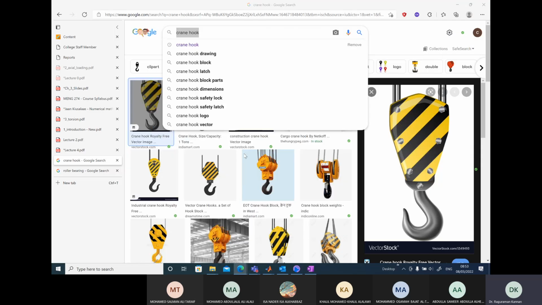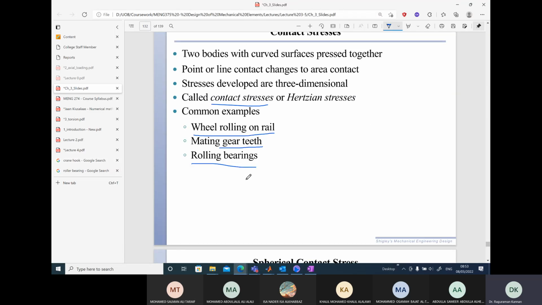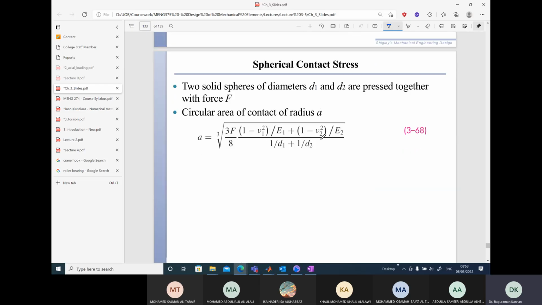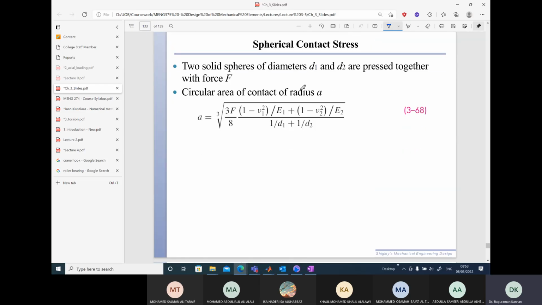So let's go back. Again, it is a contact stress problem. Usually contact stress problems are solved using finite element analysis packages, but in very simple cases, we can calculate analytically what the contact stress is. So let us take the simple example of two solid spheres in contact with each other. Let's start with spheres. You have a small sphere maybe, and then a big sphere. They are in contact with each other and you apply a force F.